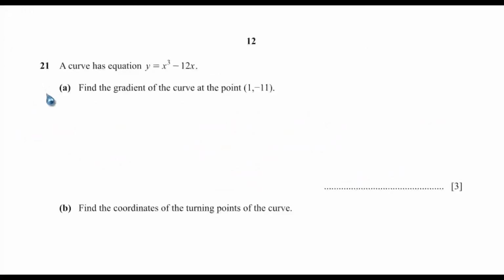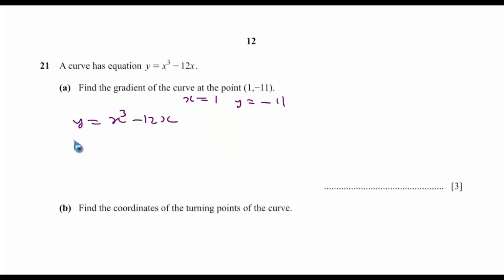Yes, this is the last question. That's question 21. A curve has equation y equals x to the power of 3 minus 12x. Find the gradient of the curve at the point x equals 1, y equals negative 11. So we have y equals x to the power of 3 minus 12x.